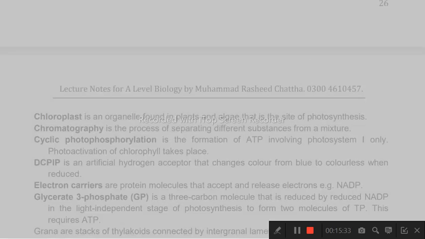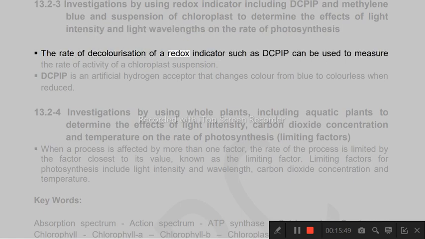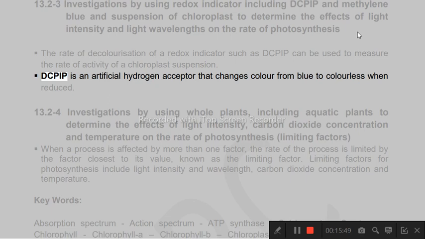13.2-3 Investigations using redox indicators, including DCPIP and methylene blue, and a suspension of chloroplasts to determine the effects of light intensity and light wavelengths on the rate of photosynthesis. The rate of decolorization of a redox indicator, such as DCPIP, can be used to measure the rate of activity of a chloroplast suspension. DCPIP is an artificial hydrogen acceptor that changes color from blue to colorless when reduced.